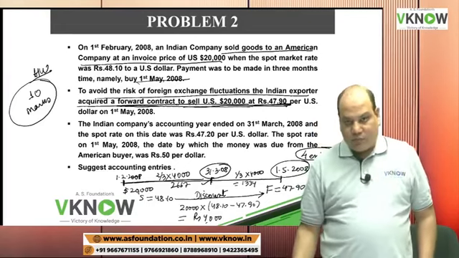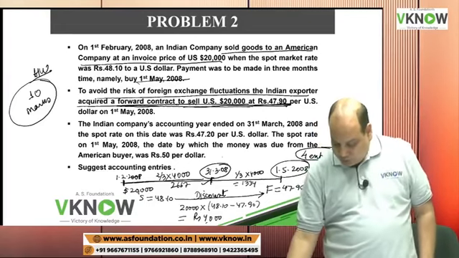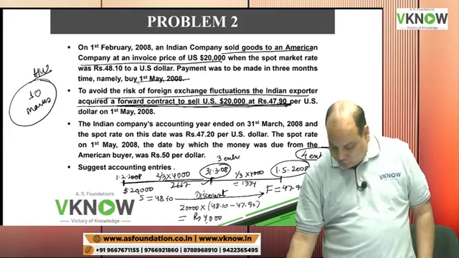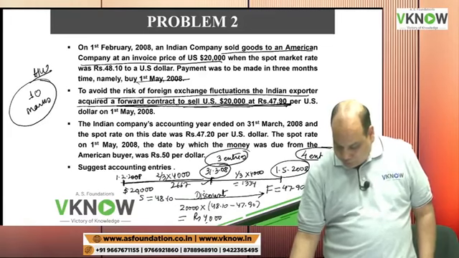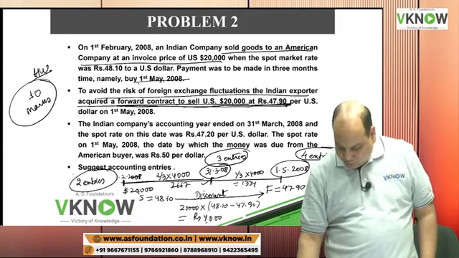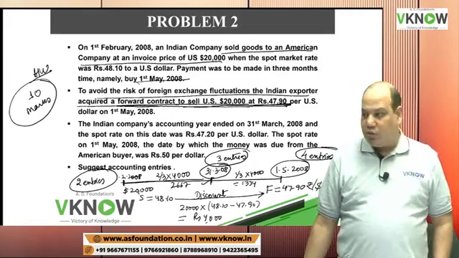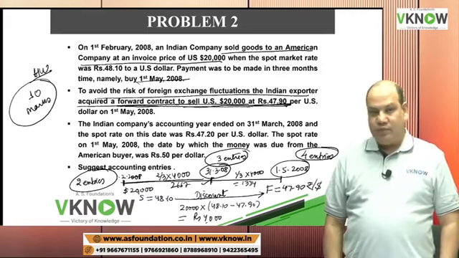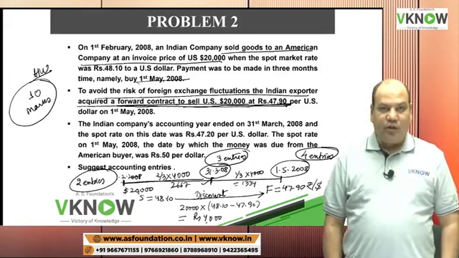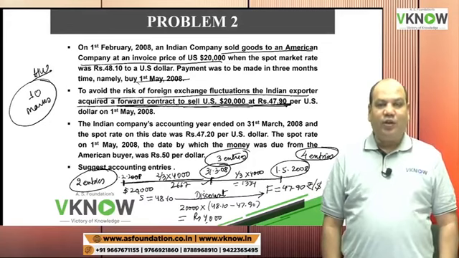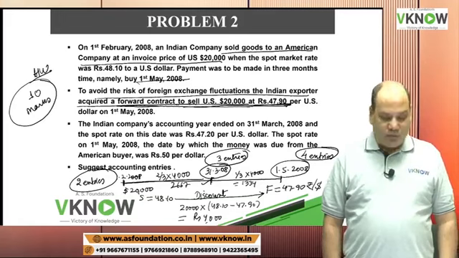on 1st May. Is it right? And 3 entries you have to pass on 31st March and 2 entries you have to pass on 1st of February. If you look at your book, the entries are written, calculations are written, narrations are written exactly in the same way we have done.